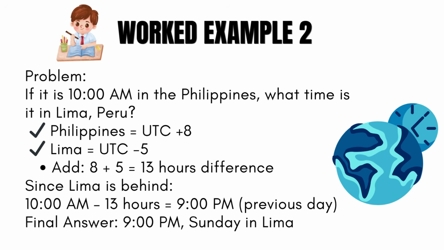Here is another example problem. If it is 10 a.m. in the Philippines, what time is it in Lima, Peru? The Philippines is in UTC +8, while Lima is in UTC -5. To find the time difference, add 8 and 5, which gives 13 hours. Since Lima is behind the Philippines in time, subtract 13 hours from 10 a.m. Therefore, the time in Lima is 9 p.m. on the previous day, which is Sunday.